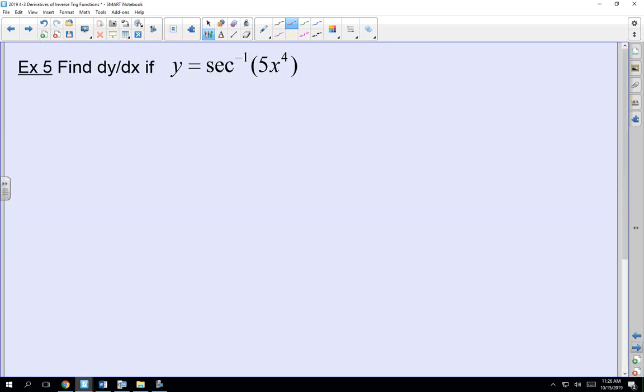All right. One more example here. This is involving inverse secant. So that's that third one down on the left here, the one with the absolute value in it. And so here we go. This is find dy dx if y equals inverse secant of 5x to the 4th.